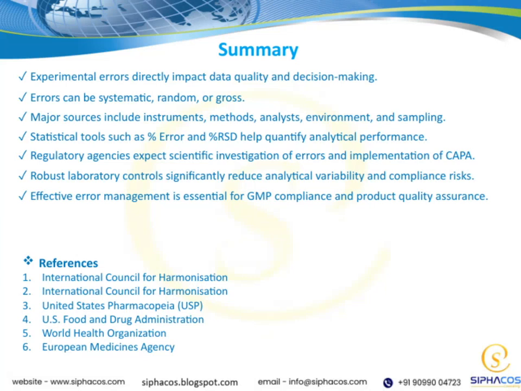We've looked closely at how experimental errors influence the quality of our data and the decisions we make. These errors come in different forms: systematic, random, or gross, and arise from instruments, methods, analysts, the environment, or sampling. Using statistical tools like percent error and relative standard deviation helps us measure performance clearly. Regulatory bodies expect us to investigate these errors thoroughly and apply corrective actions. Strong lab controls are key to minimizing variability and staying compliant. Managing errors well isn't just good practice, it's essential for quality and safety.